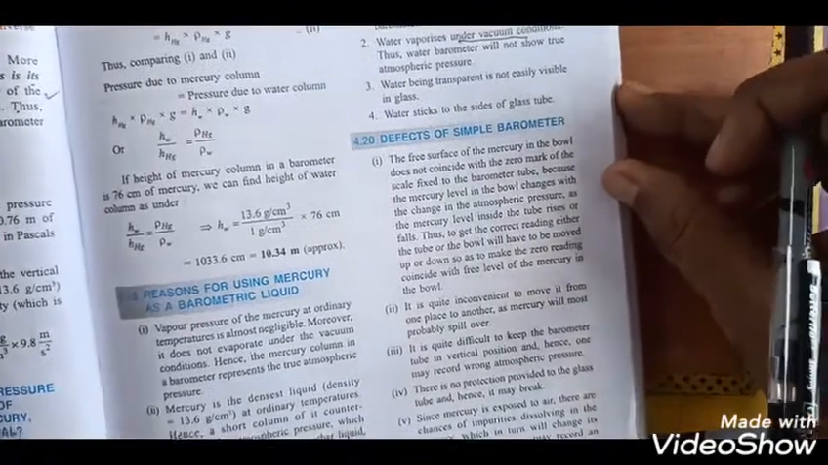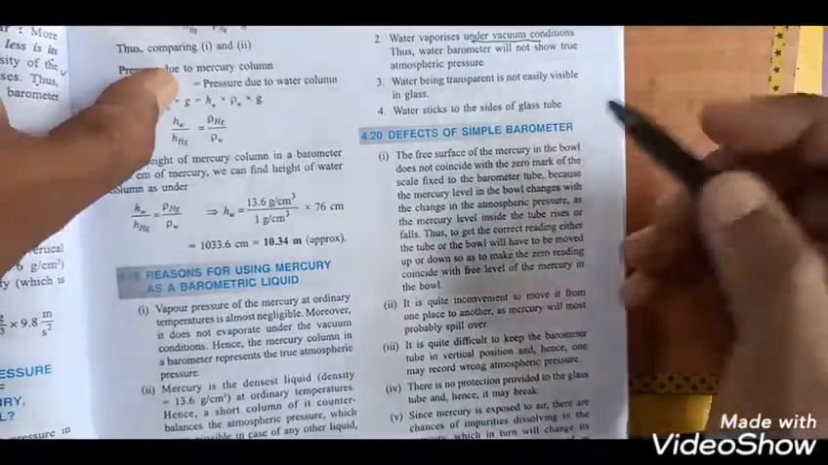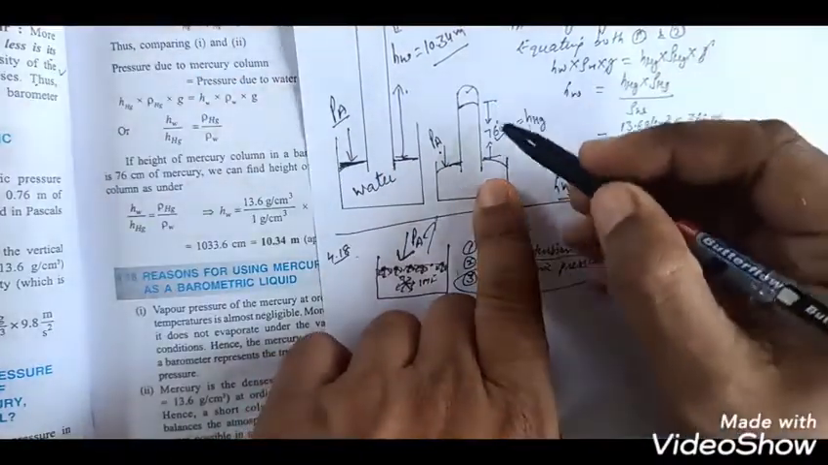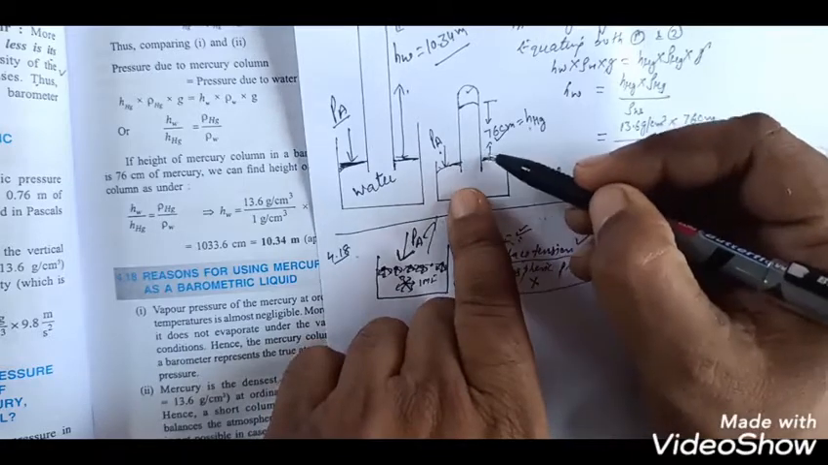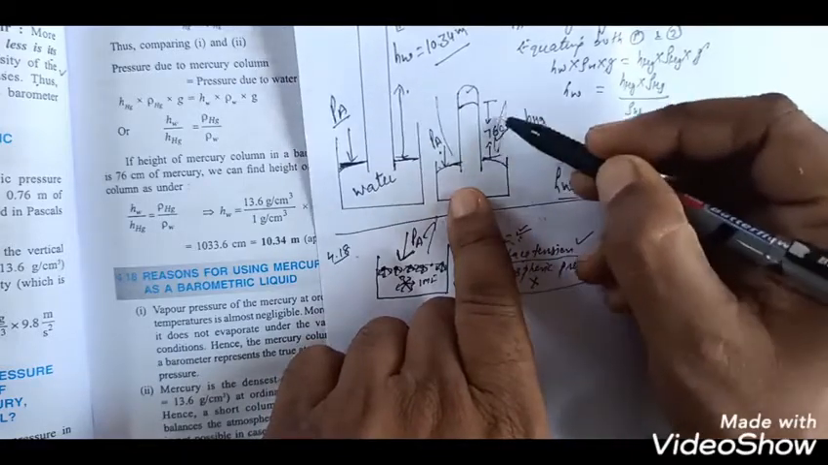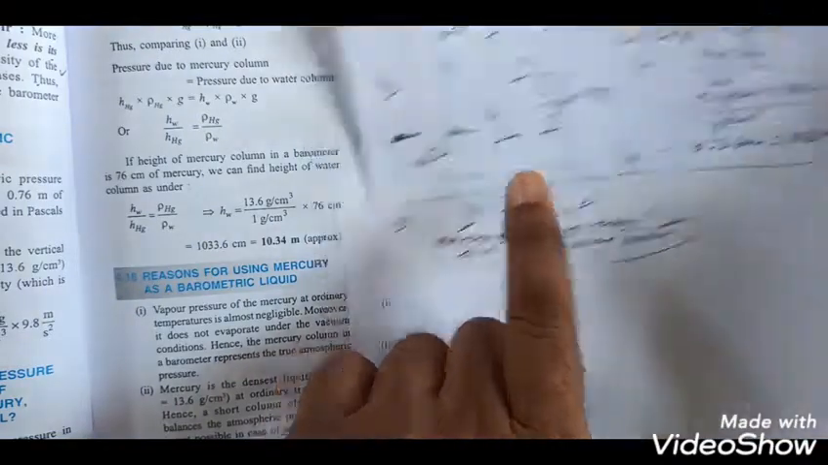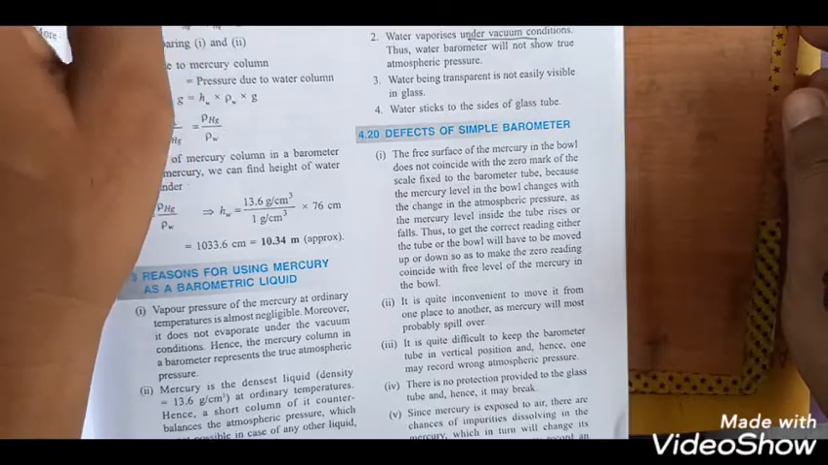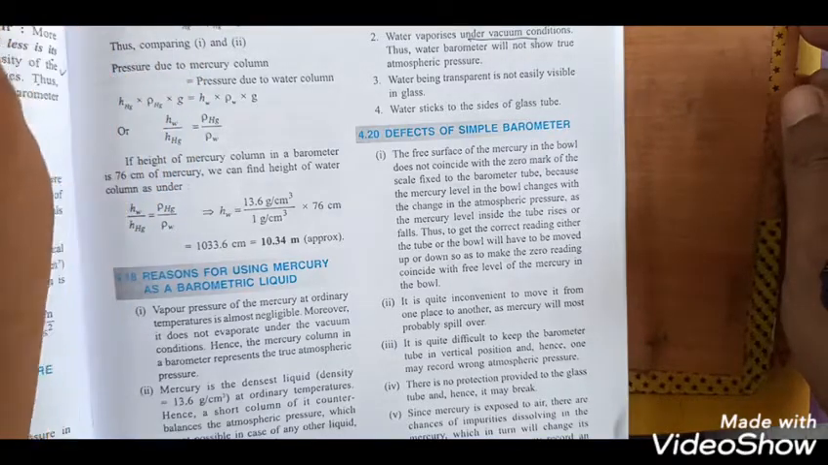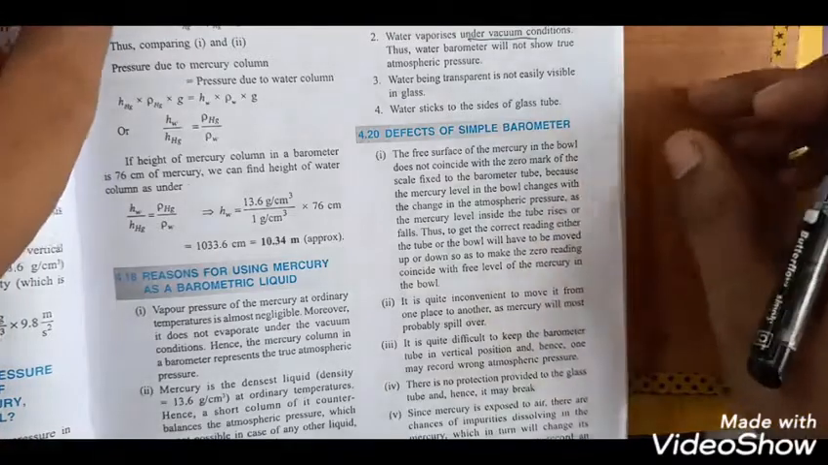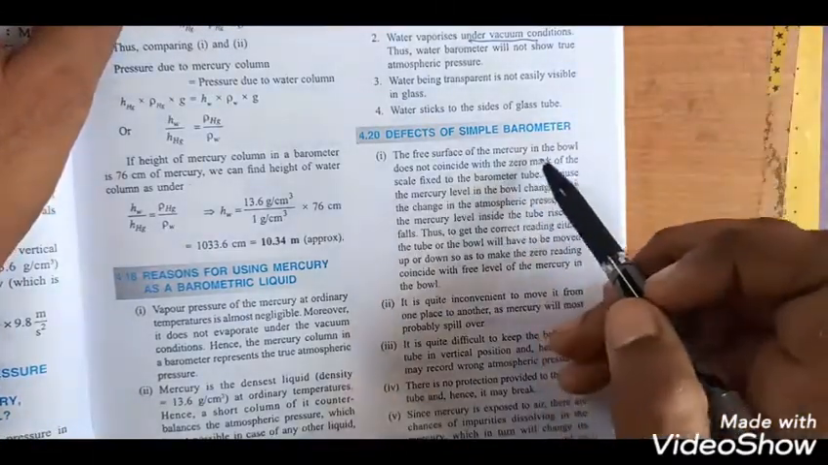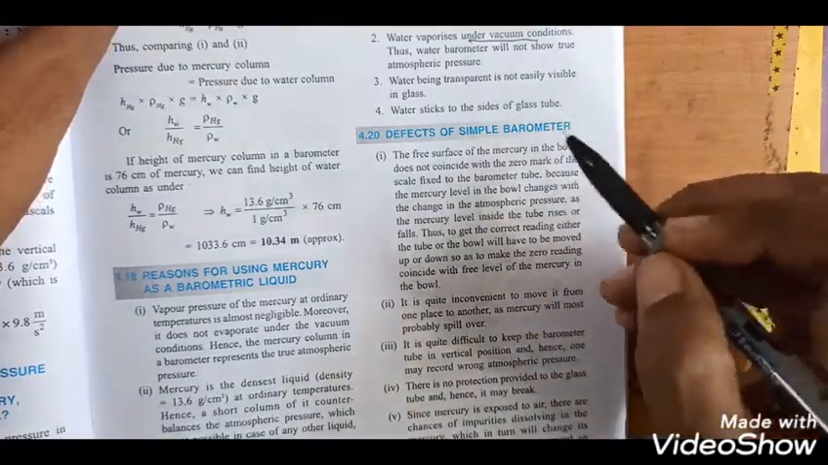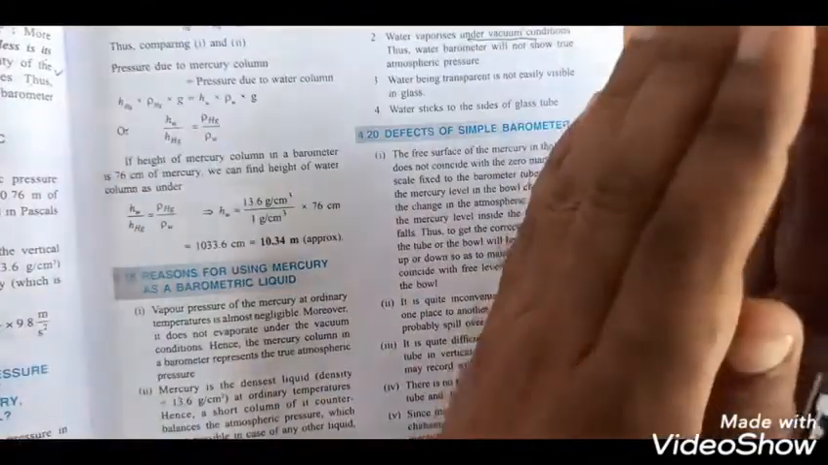Now, defects of the simple barometer. See, in the simple barometer, this mercury in the bowl is exposed to air outside, and therefore impurities can enter. Even moisture can enter, or other impurities can enter the mercury by accident. So the free surface of mercury in the bowl is affected once impurities enter. Right? One point is this.